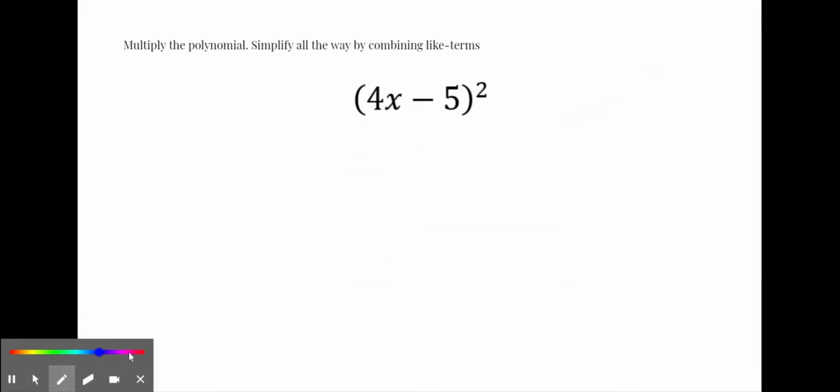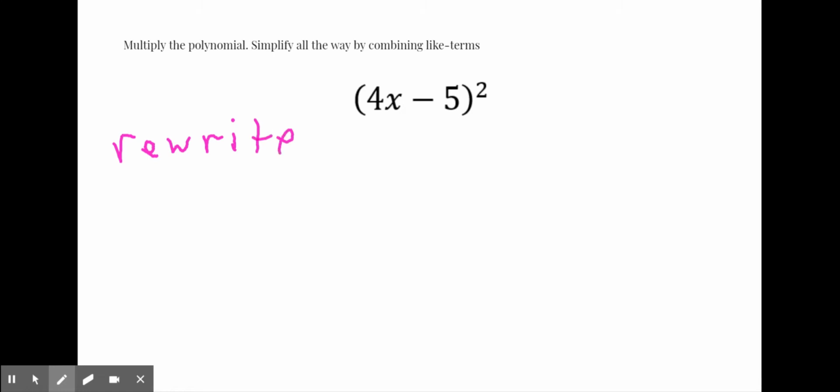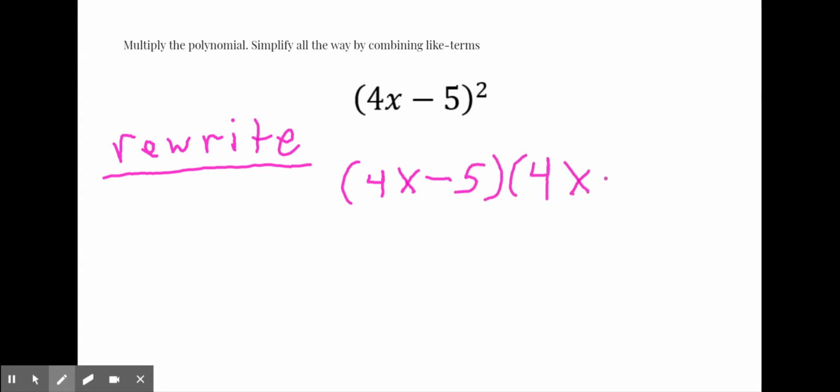So what I recommend is this is actually telling you to multiply this parenthesis twice. So you actually need to rewrite this first before you do anything else. Do not distribute that 2. Don't distribute an exponent. Yikes. You've got to write this parenthesis twice. If there's one thing you learn from this video, make sure that you write this parenthesis twice. So that's 4x minus 5 times 4x minus 5.